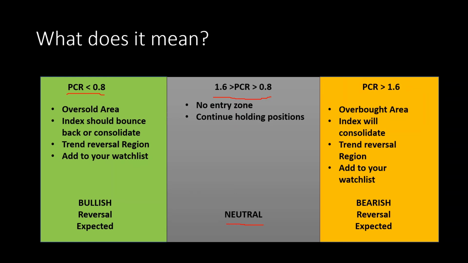If the PCR moves above 1.6, we are moving into the overbought territory. There are significantly more put options than call options in the system. Again, from these levels, one can expect a bearish trend reversal. Again, one should carefully observe the trend in PCR as well as in the index to identify the start of that bearish trend reversal. Now let's get into the details of the mechanics.